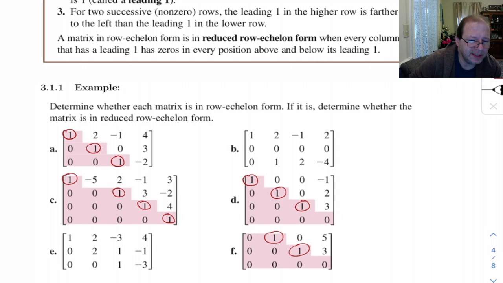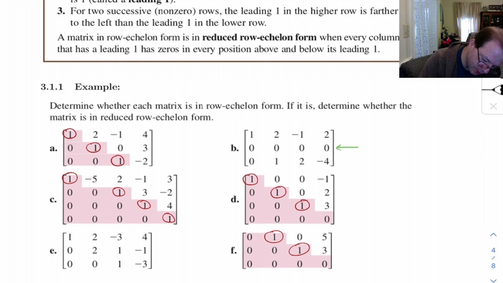What about B and E? Why are they not in row echelon form? Well, the problem with B is we've got a zero row in the middle. For this thing to be in row echelon form, that zero row would have to be at the bottom. And over here, this is the problem on E. We've got a 2 there, and the 2 is the first non-zero element in that row, so that's not in row echelon form.